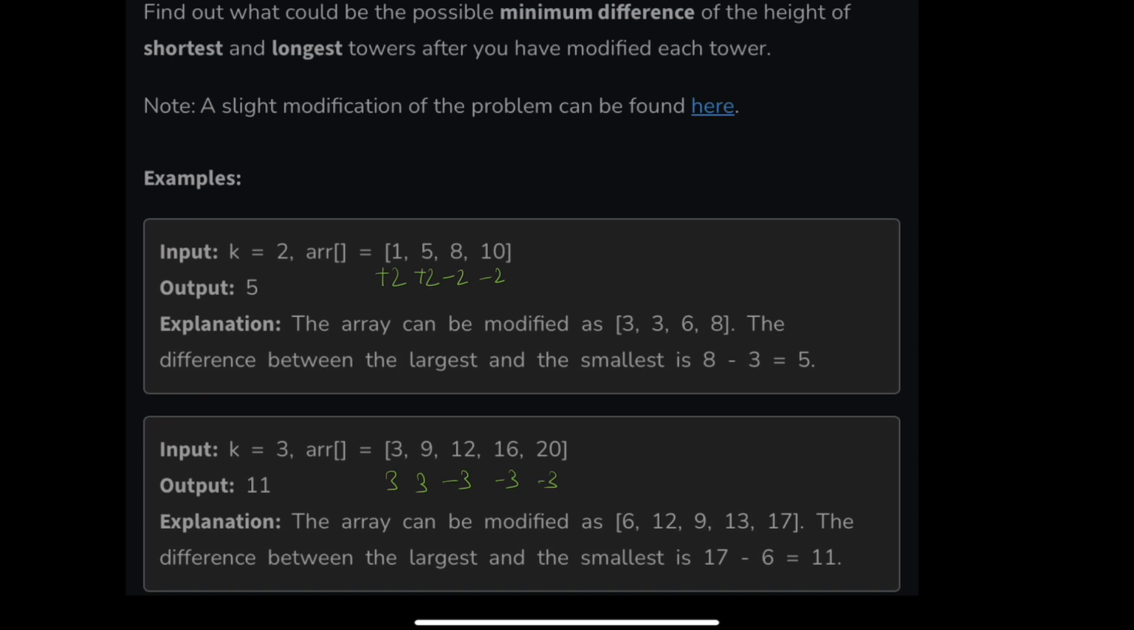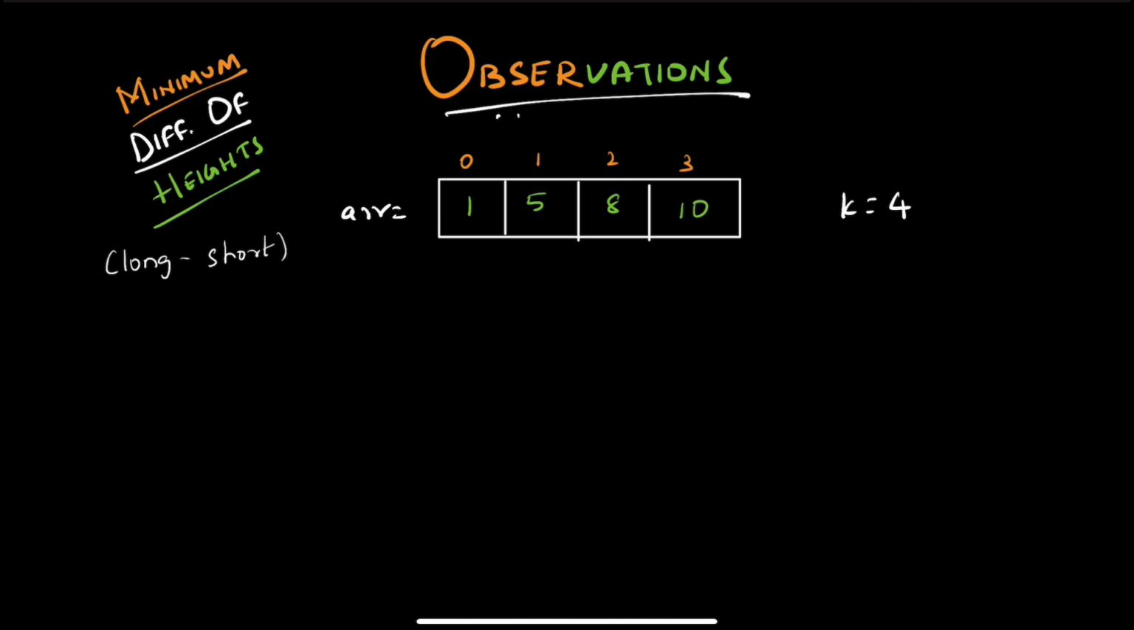Now let's consider example 1 and try to find a few observations from it. Here we need to find the minimum difference of heights, that is the difference between the long height and the short height, right? Now suppose we have been given the array 1, 5, 8, 10 and the k value is 4. The main observation we can make is that if our array is not sorted, first sort the array so the maximum element comes at the end and the minimum element comes at the start. Hopefully our array is sorted here and we can see the maximum element at the end and the minimum element at the start.